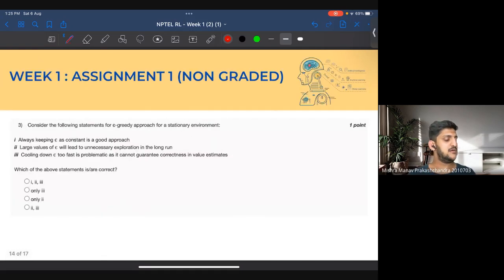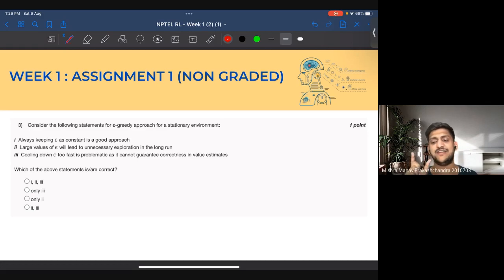Okay, moving to question three, a bunch of statements are given. We have to find out which of them is correct. This pertains to the epsilon greedy approach for a stationary environment. Always keeping epsilon constant is a good approach. That's incorrect, because if you always keep epsilon constant, even if you reach a million steps, you obviously know the best possible action. You have explored all the state space, but you're still doing exploration with probability epsilon. So this would lead to suboptimality, because you know the best possible action after some period of time. So keeping epsilon constant is not a good approach.